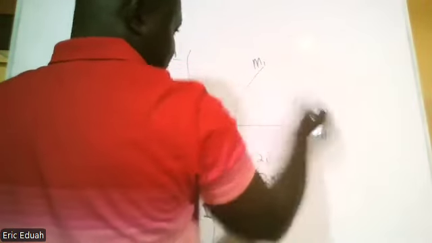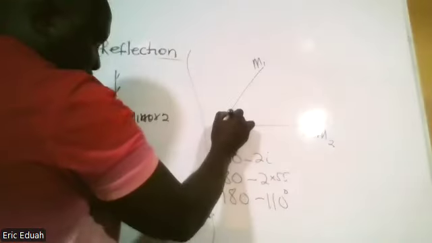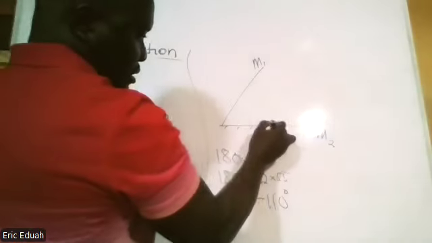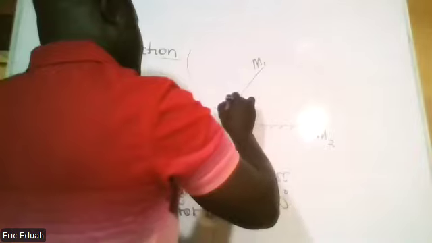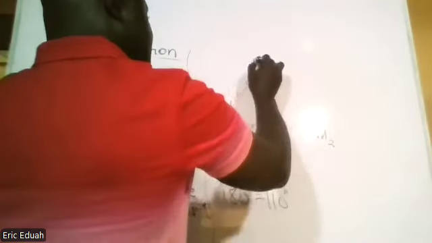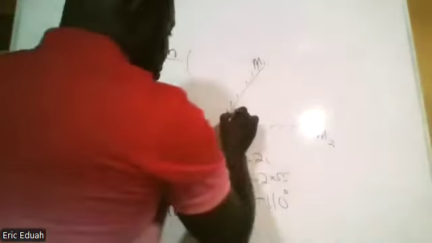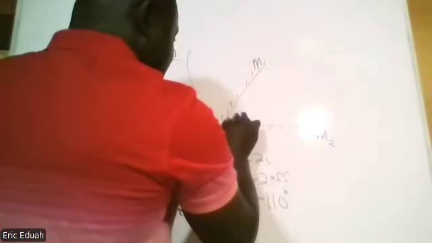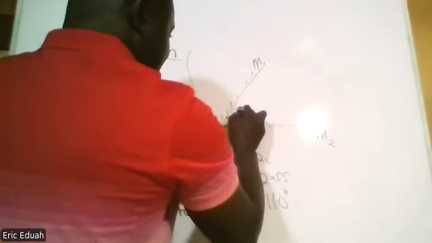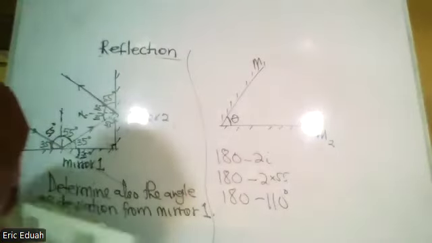M1, M2, plane mirrors. This time not 90, but we are told that they are inclined by an angle theta as shown.